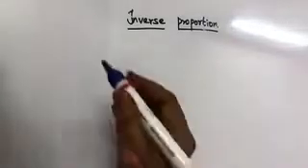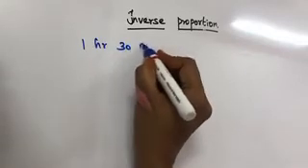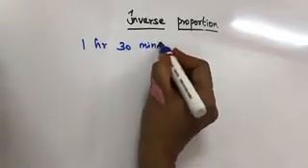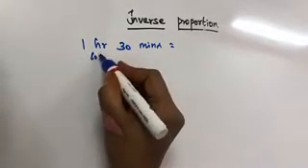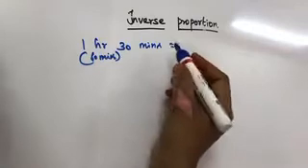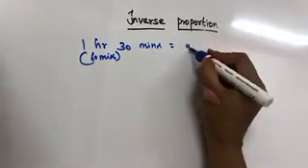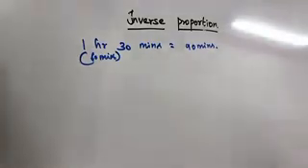So 1 hour 30 minutes is equal to... 1 hour is 60 minutes, right? 1 hour is 60 minutes. So 1 hour 30 minutes is equal to 90 minutes. We'll convert it into minutes so that the calculation will be equal.